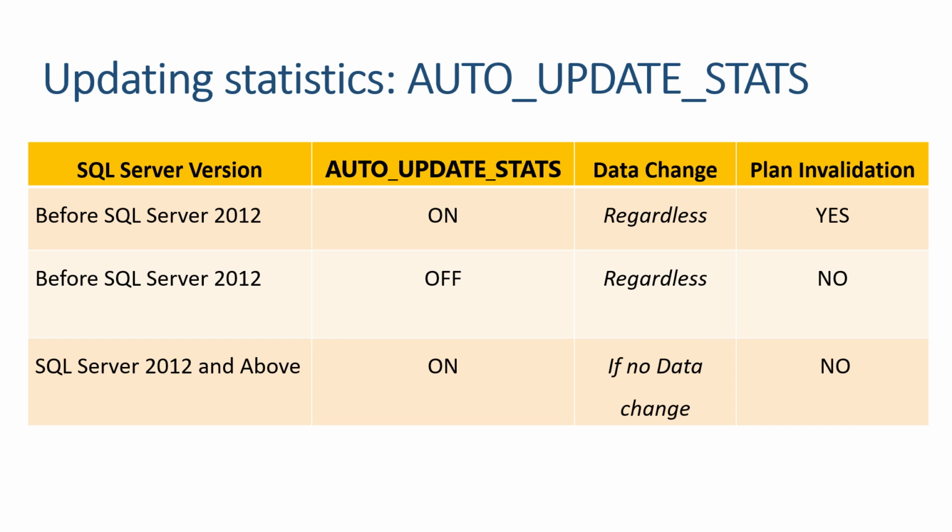Now, this new threshold is for SQL Server 2016 and higher, and it is enabled by default for compatibility level greater than 130. If you want, you can also use this new threshold for older versions of SQL Server by enabling trace flag 2371.